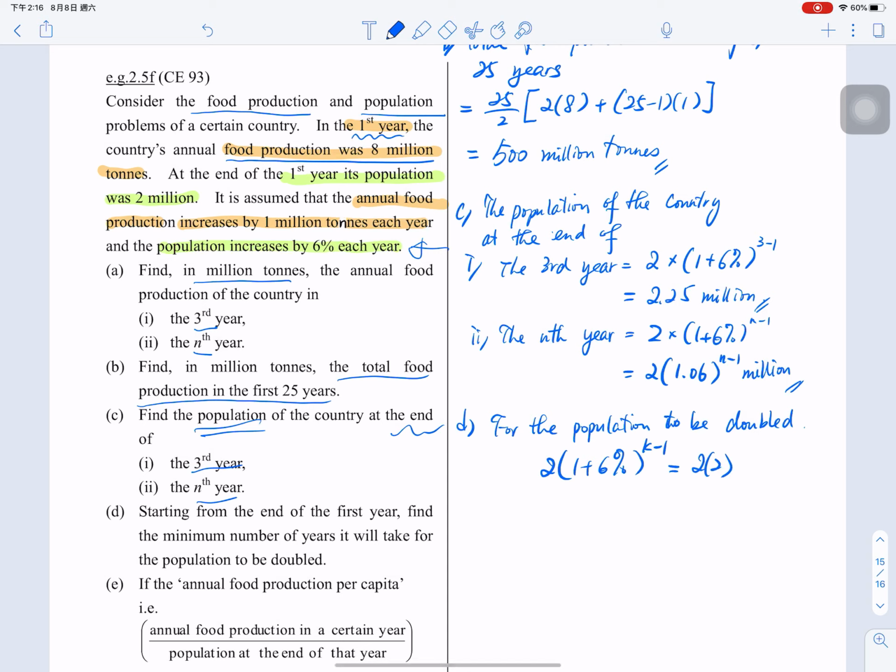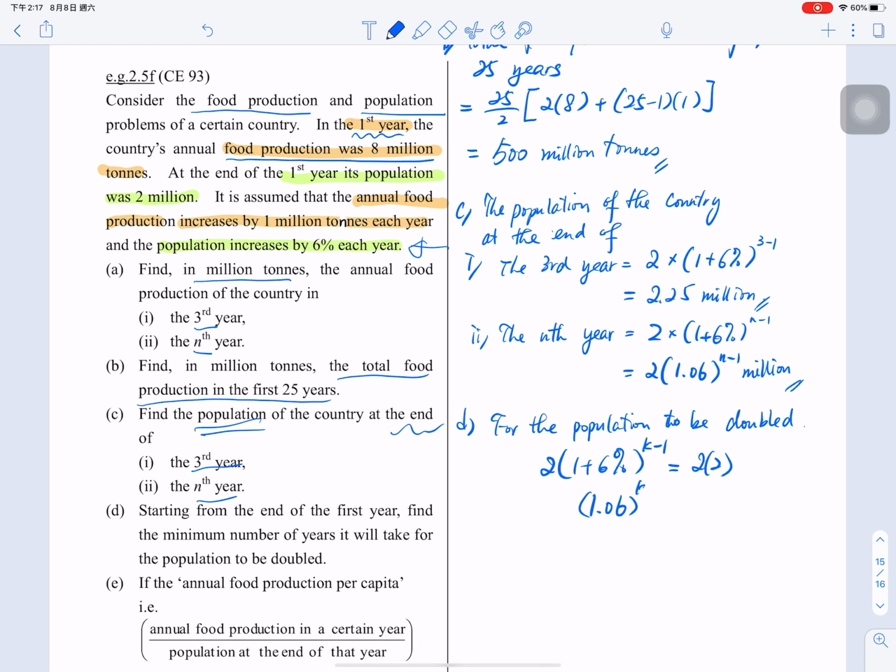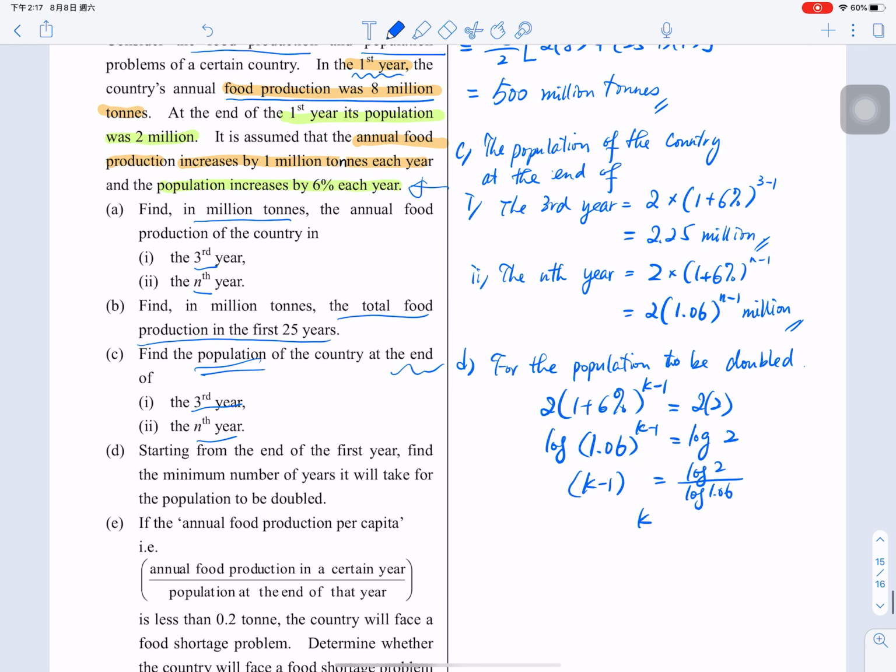K minus 1 power equals double. That means 2 times 2, because at the beginning was 2 million. So double, that means 2 times. So it's 4. So 1.06 to the power k minus 1, right? This one is 4, and then over 2. So maybe just write as 2 is easier. So both sides take log, right? So k minus 1 equals log 2 over log 1.06, right? So you'll find that k equals 12.9.